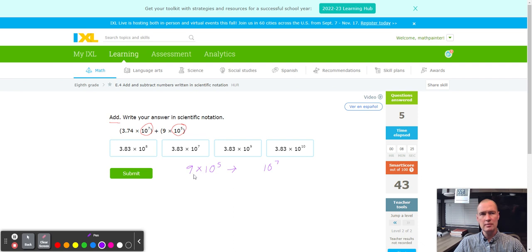In order to do that, because the decimal is always to the right, when there is no decimal, we're going to move it 2 times. So that would be 10 to the 6th and 10 to the 7th. So what I'm getting is 0.09 times 10 to the 7th.